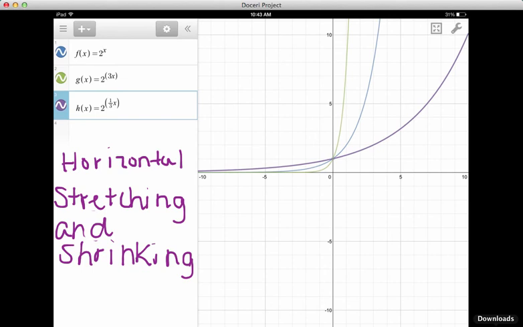Here's the difference. If you multiply the exponent x by a positive real number greater than 1, the graph will shrink horizontally. If we multiply the exponent by a number between 0 and 1, it will stretch the graph horizontally. As you can see, h of x is being quite stretched.